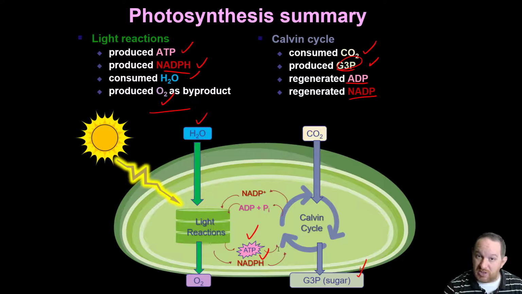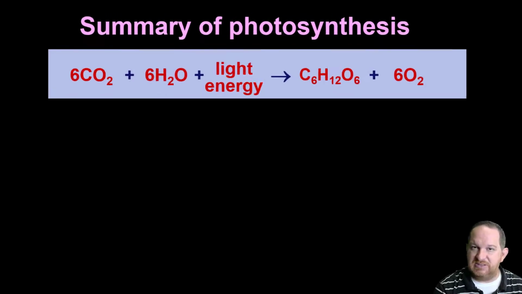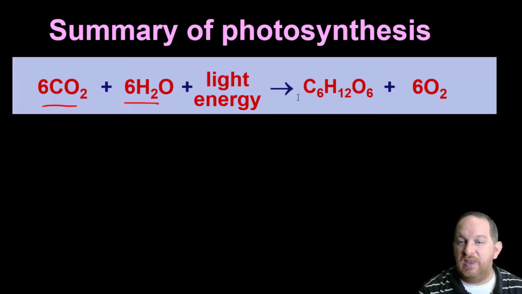So there's your summary of the whole reaction, just two parts of photosynthesis, light reactions and Calvin cycle. Let's see now if you can summarize and answer some questions. So here's the formula for photosynthesis. It's the opposite, right? You take 6 carbon dioxide plus 6 waters plus some energy from the sun, and we get some sugar and some oxygen.